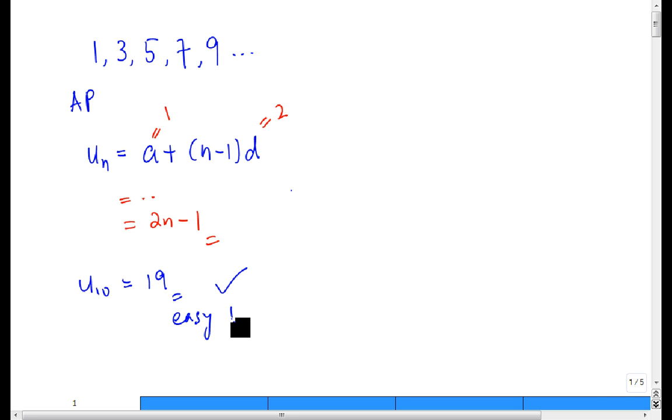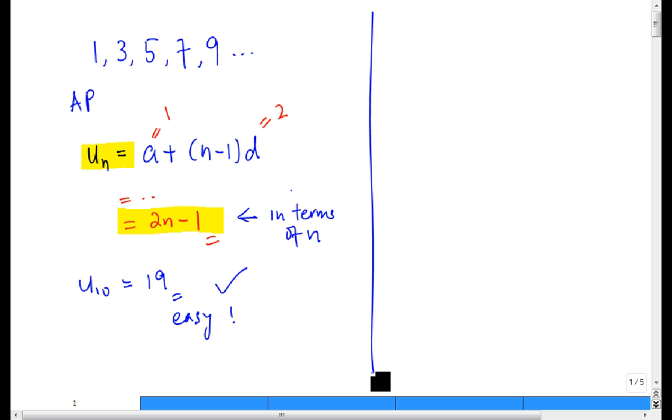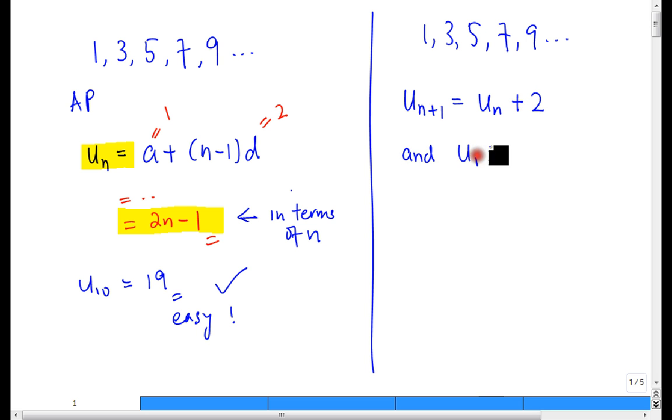That means this expression is the one that I'm interested in. This Un is in terms of n. Now, can I define this series in another way? What do I mean? Can I say this? The same series, can I say that Un+1 equals Un plus 2 and U1 equals 1?